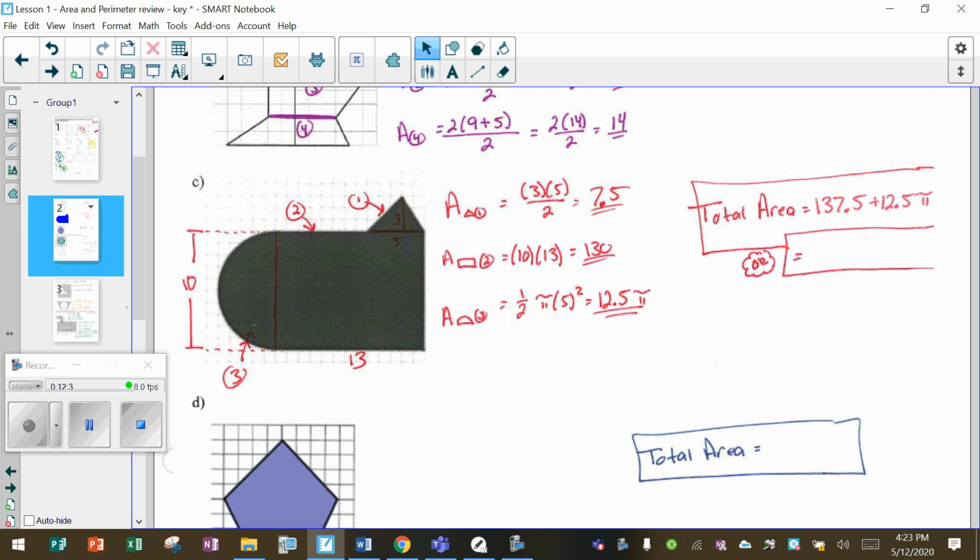So, in terms of pi, my final total area is 137.5 plus 12.5 pi. I cannot add these two numbers together if it's in terms of pi, because the 12.5 has the variable pi. They're not like terms. If you carry out the decimals, carry out 4 decimal places, we get 176.7699.